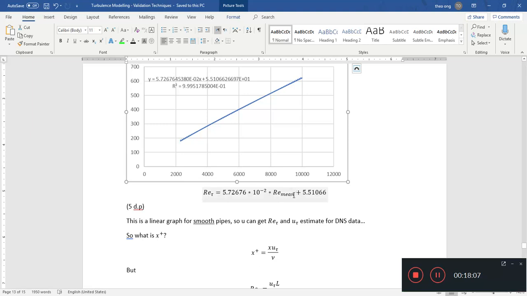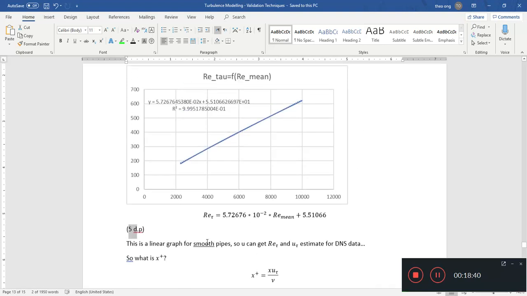So that's based on how I define Re tau and Re mean. Okay, so we have a linear graph. You can just look at this correlation here: 5.72676 times 10 to the minus 2 times Re mean plus 5.51. I gave you as many decimal places as I could so that you can use this properly. About 5 decimal places should land you roughly in a good ballpark figure.